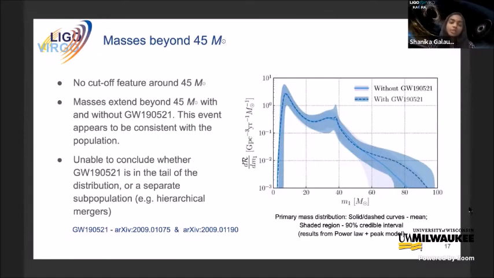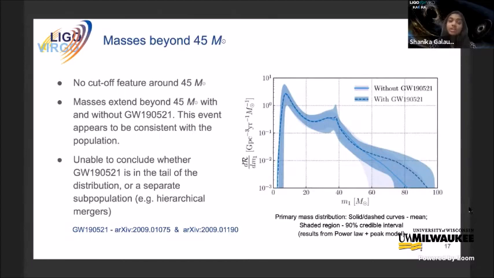And what we find when we do our population analyses, looking at this plot on the right, we compare the distribution that we get with and without 1905-21. And this event is consistent with our population. So it doesn't appear to be an outlier.